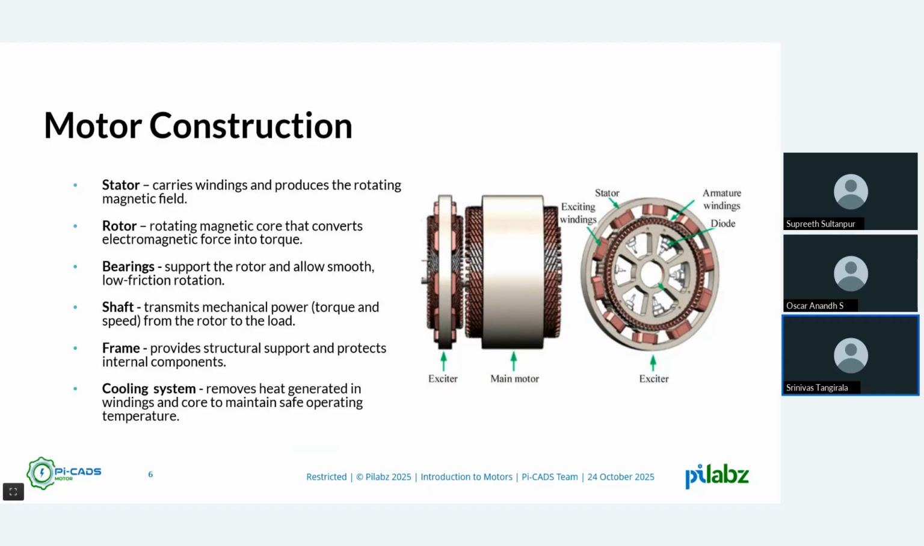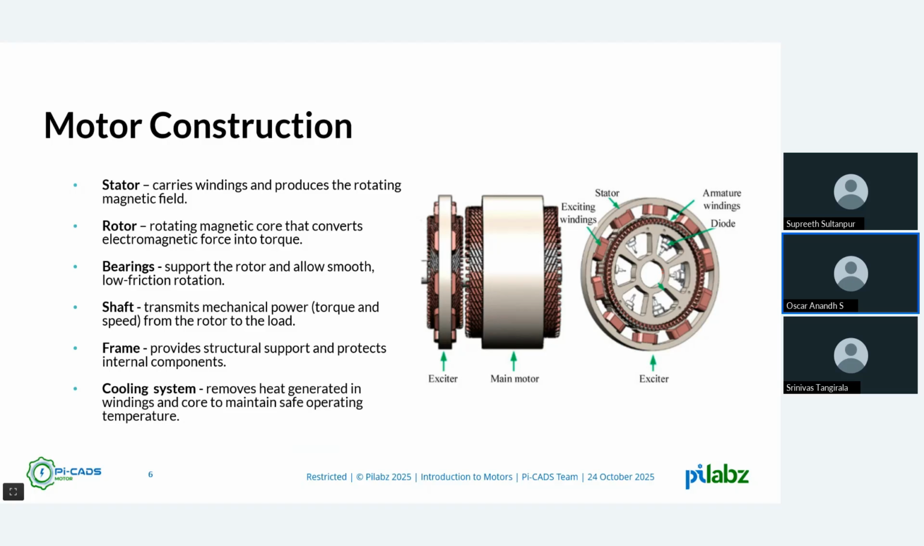Now we understand how a motor works and the physics behind it. Let's take a closer look at how it is built. The main components are stator, rotor, bearing, shaft, frame, and cooling system, which are listed here. The stator carries winding and produces the rotating magnetic field, as we discussed in earlier slides. The rotor converts the electromagnetic force into torque. The bearing supports the rotor to rotate smoothly, and the shaft transmits mechanical power from the rotor to the load.